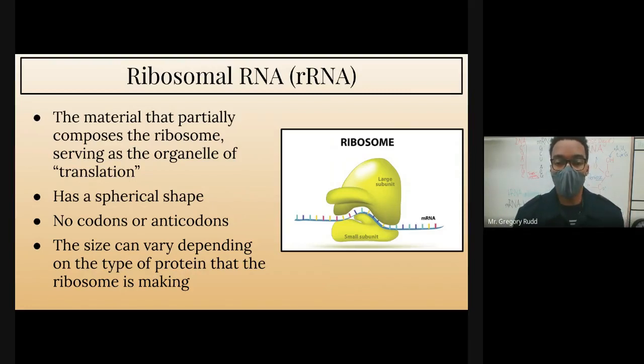It has a spherical shape, but it has 2 sections. There's what's called a large subunit, which kind of goes on top of that mRNA transcript. And then it has a small subunit, which is below that mRNA transcript. And the way that the shape or the size can be explained is also complicated, so I won't get into that right now either.